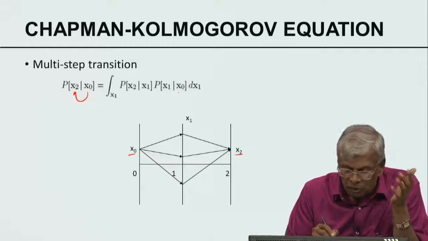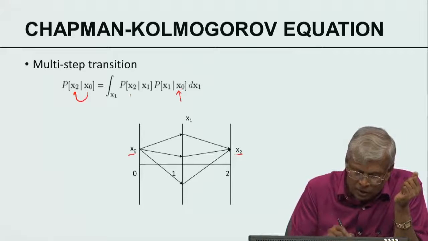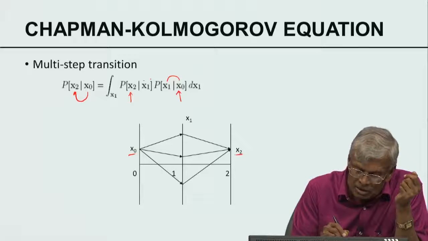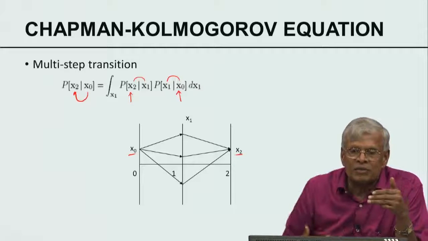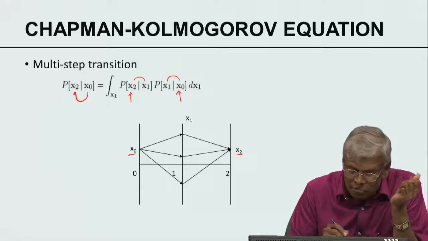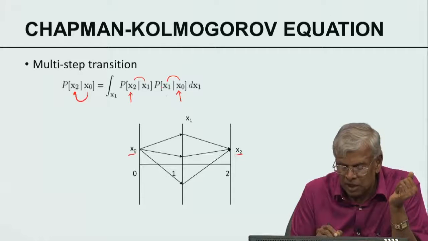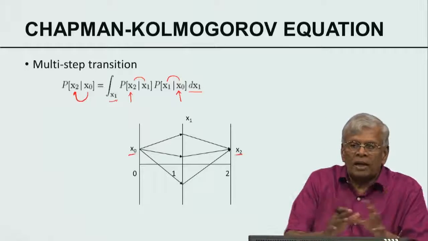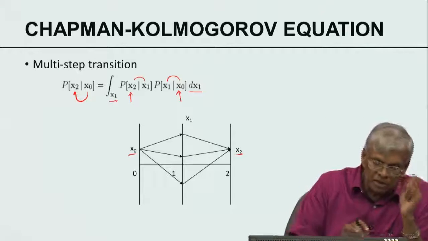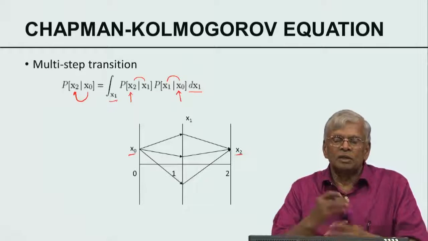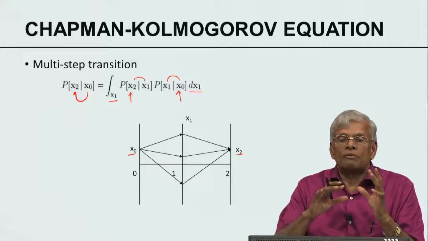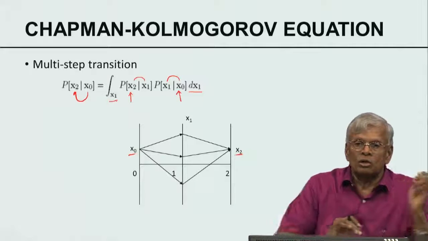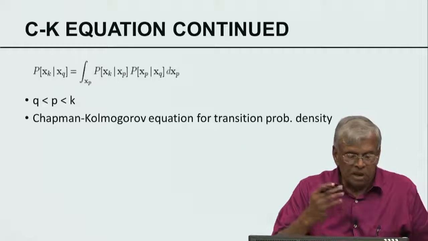So I would like to be able to argue now. I started from x0, I want to go to x2, and x1 can take any intermediary values. So I am going to go one step from x0 to x1, and from the chosen x1 I go to x2. This x1 can be any point in the state space. So I am going to multiply this conditional probability p of x2 given x1 times p of x1 given x0 and integrate it with respect to x1, dx1. This sum total of the product of the conditional probabilities will give you a two-step conditional probability. It is called a multi-step conditional probability. This relation, which finds an expression for the multi-step transition based on the one-step transition, has come to be called the Chapman-Kolmogorov equation. It is a very basic equation.